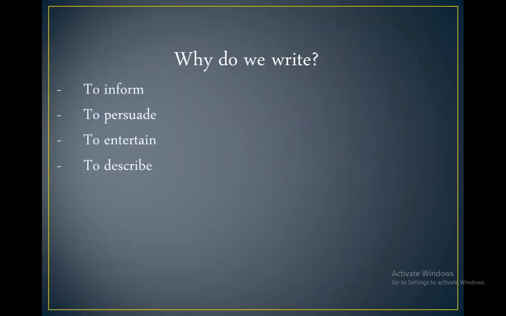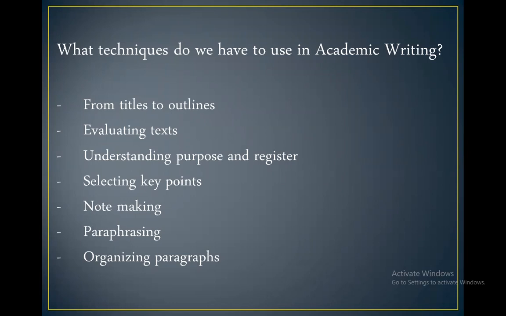So why do we write, actually? The purpose of writing should be one of four, whether to inform, persuade, entertain, or describe. And definitely we can have more than one purpose in a piece of writing. In academic writing, we have to follow some features or techniques to have perfect academic writing. These include titles, outlines, evaluating texts, understanding purpose and register, selecting key points, note making, paraphrasing, and organizing paragraphs.